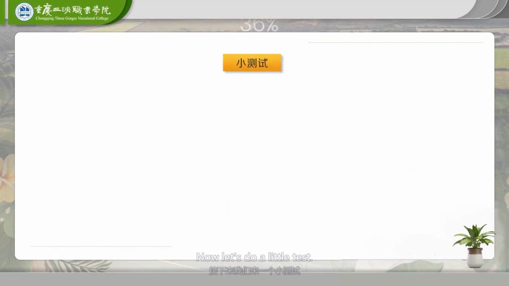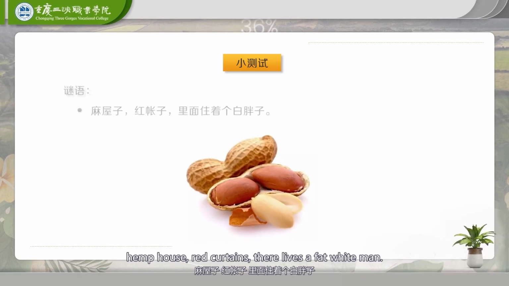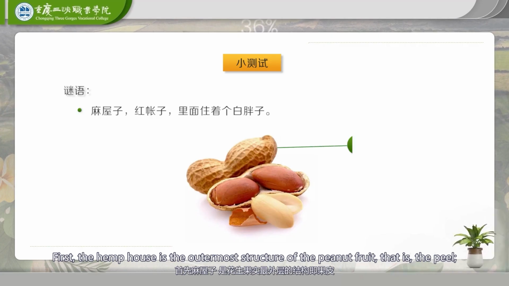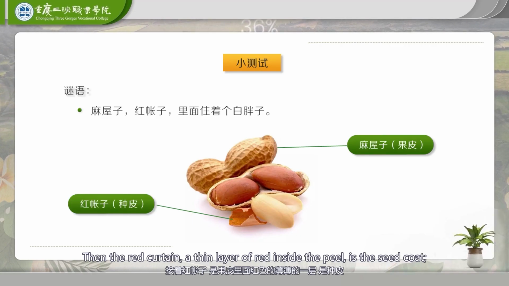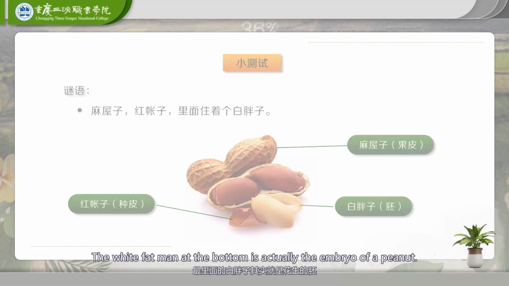Now, let's do a little test. You should have heard a riddle about peanuts. It goes like this: Hemp house, red curtains, there lives a fat white man. So, let's see what part of the peanut we're talking about. First, the hemp house is the outermost structure of the peanut fruit, that is, the peel. Then the red curtain, a thin layer of red inside the peel, is the seed coat. The white fat man at the bottom is actually the embryo of a peanut.